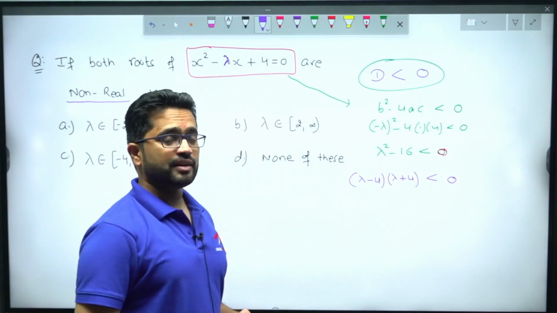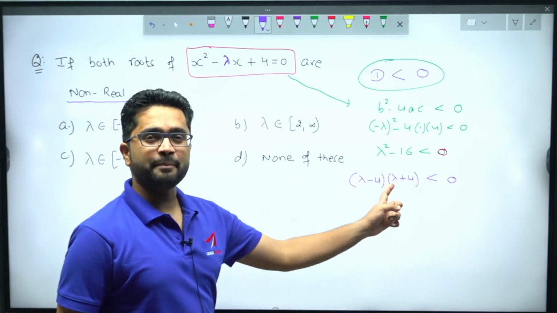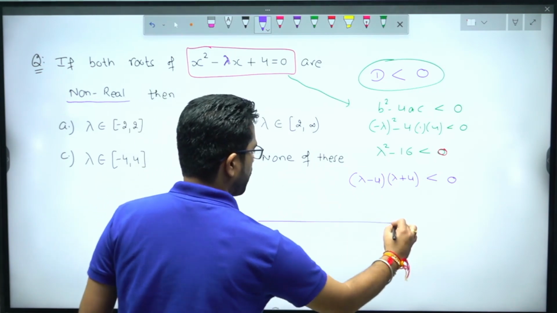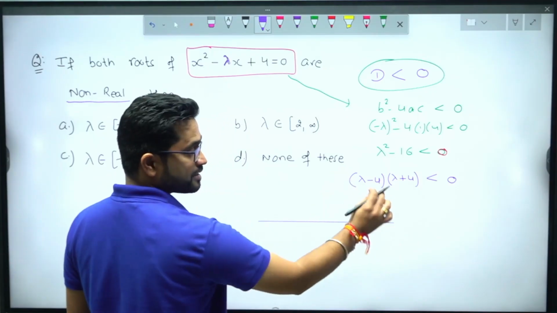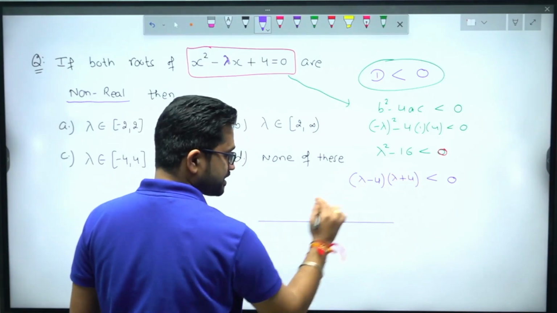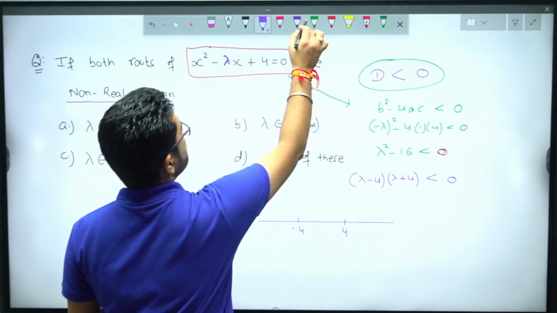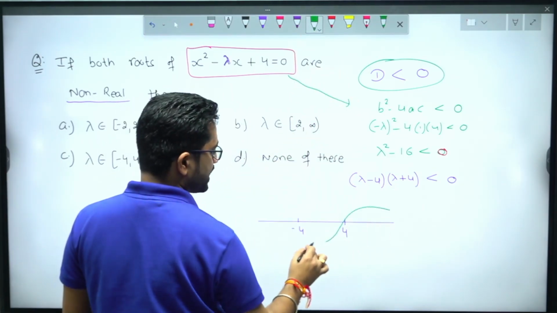Now, the third check of the wavy curve method: the coefficient of lambda should be positive. That is also there. Now, fourth thing, we'll plot a number line and mark the zeros. The zero of this bracket is minus 4. The zero of the first one is at 4. Thereafter, we'll do the wave dance: positive, negative and positive.